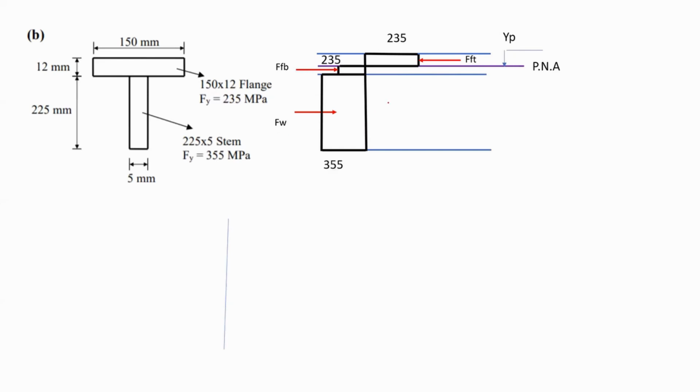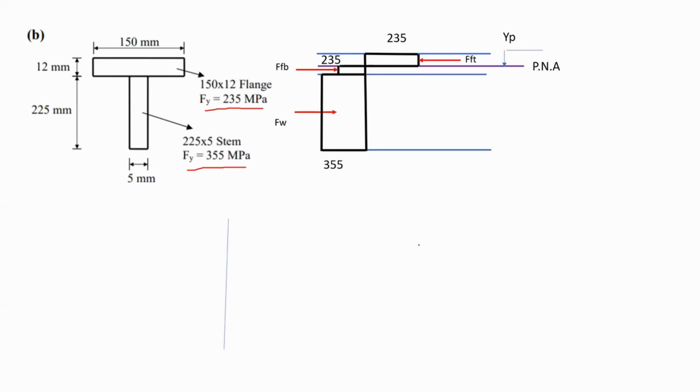Now also you have to consider the stress that is reached. Here I have given that the material is Fy equal to 235 megapascal. So in the flange, the yielding capacity is 235 megapascal, and in the web, it is 355 megapascal. That's why you can see here that there is a variation in the stress diagram. 235 goes to 235, you're still in the flange, and then it goes to 355 because you're in the web.